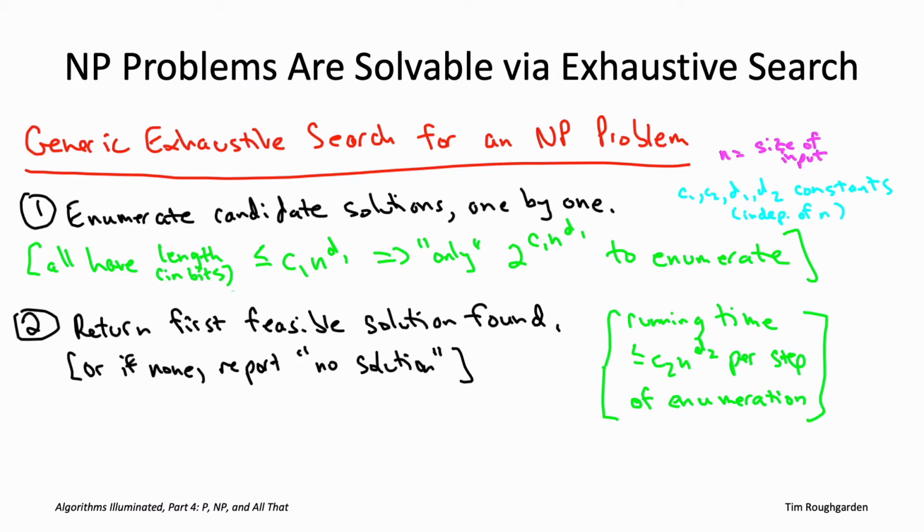Correctness of this generic algorithm should be obvious. It literally checks every conceivable feasible solution, checks them one by one, returns a feasible solution if it finds one, otherwise correctly reports no solution. And because it has at most an exponential number of steps in the enumeration with polynomial time for each step, the overall running time of this generic exhaustive search algorithm is only exponential in the input size n.